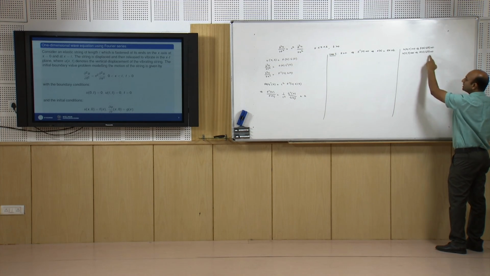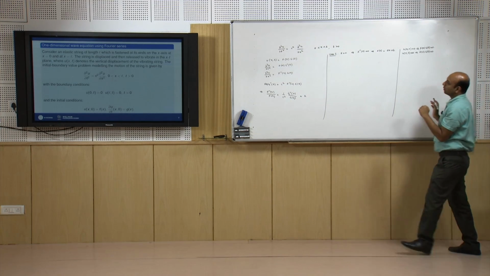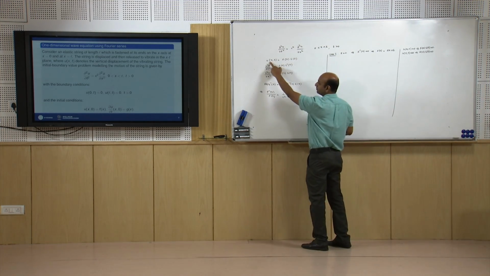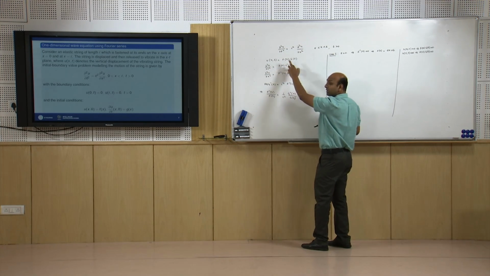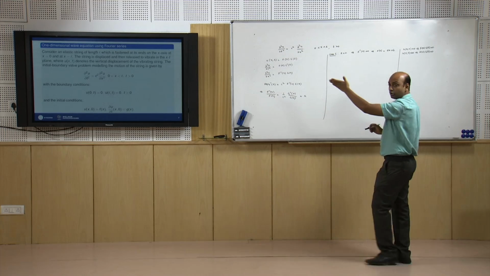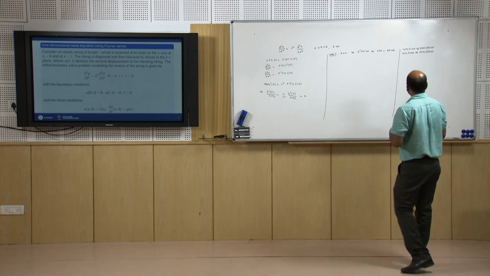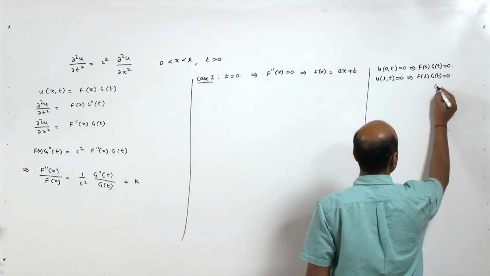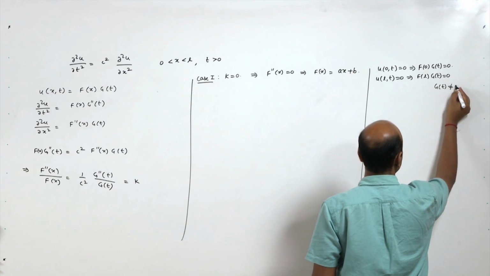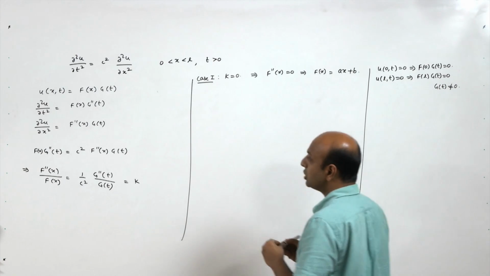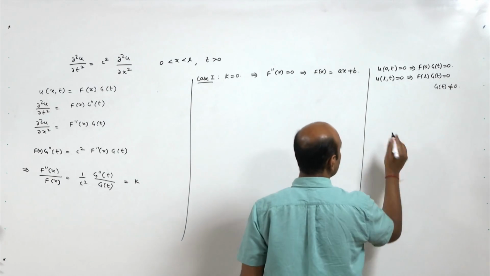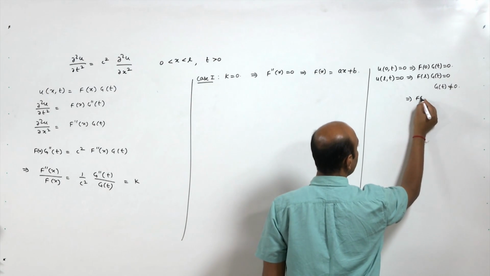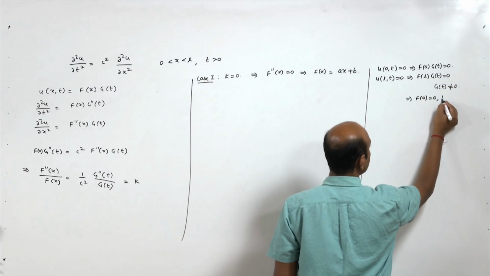Suppose g(t) is 0. If g(t) is 0, then u will be 0, which is of no interest, because u must be non-zero. So g(t) can't be 0, because if g(t) is 0, then u will be 0. Now, this implies f(0) will be 0 and f(l) will be 0.